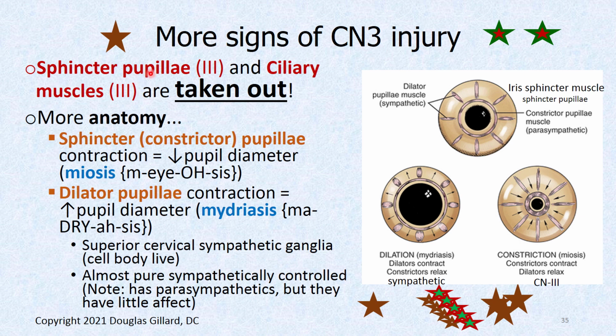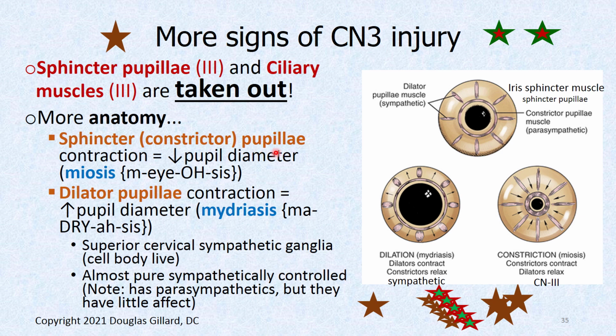So again, sphincter pupillae muscle will be taken out. The ciliary muscle will be taken out as well. Remember that? I've got some slides on that, but that's the muscle that you need to contract so you can see things up close. You won't be able to see things up close with cranial nerve 3 out of action as well. Right? We said this already.